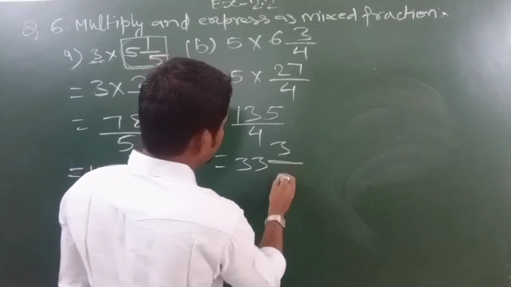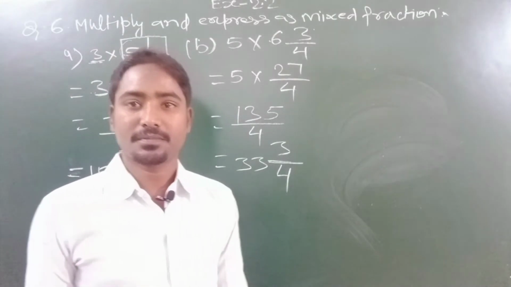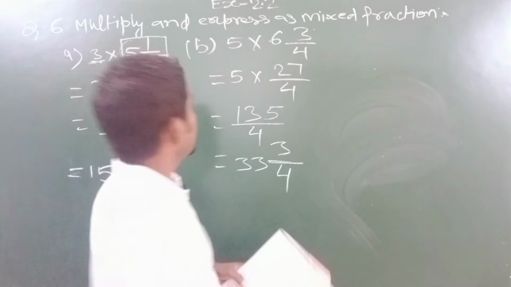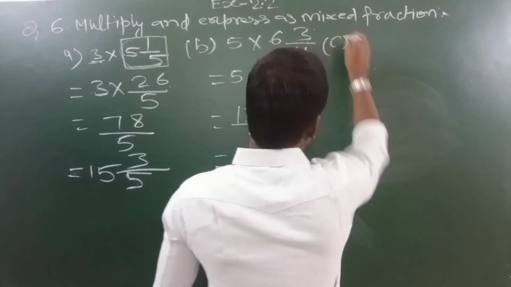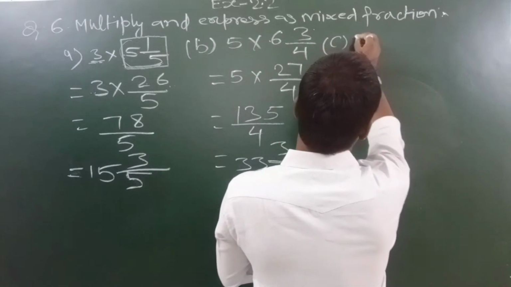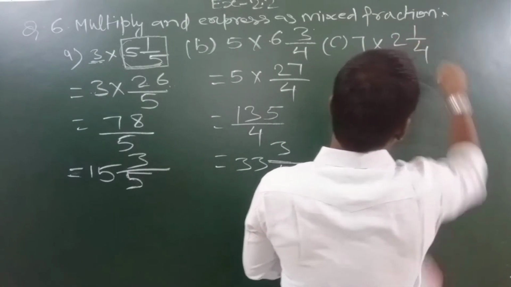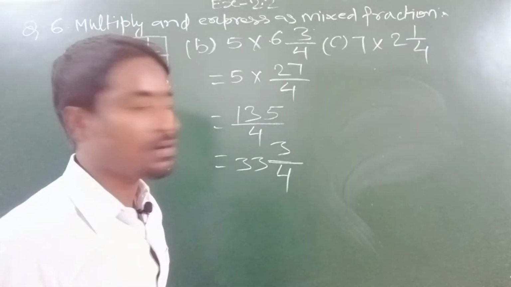3 students. So this much will be your answer. Okay, now similarly C segment is there students. What is C segment? C segment is 7 into 2 and 1 upon 4.